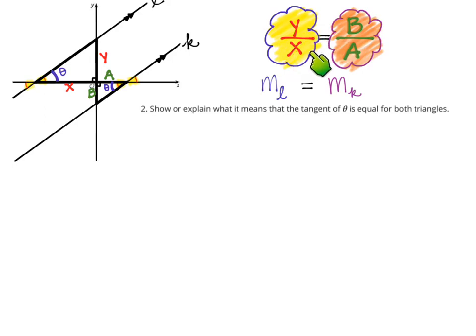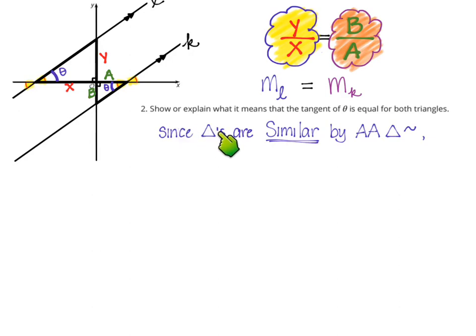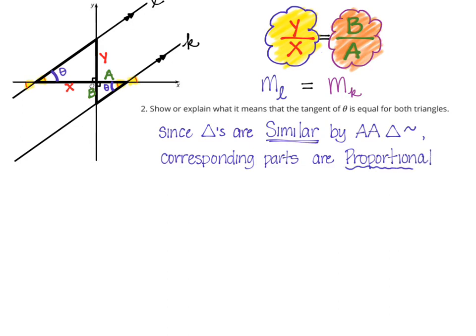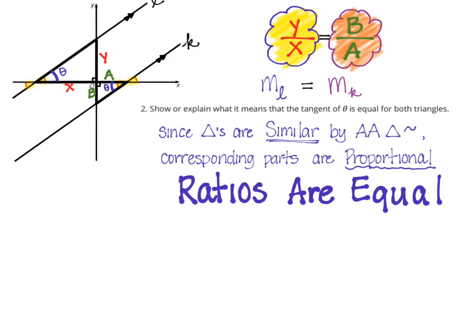Well, here we have it. We already did it before we even looked at the questions because we examined the problem. And I'm going to say here what we were talking about. Since the triangles are similar by angle-angle triangle similarity, the corresponding parts are proportional. But what does proportional mean? It means their ratios are equal. And that's what this statement is right here. Their ratios are equal. Because they are similar, corresponding parts are proportional, so therefore their ratios must be equal.